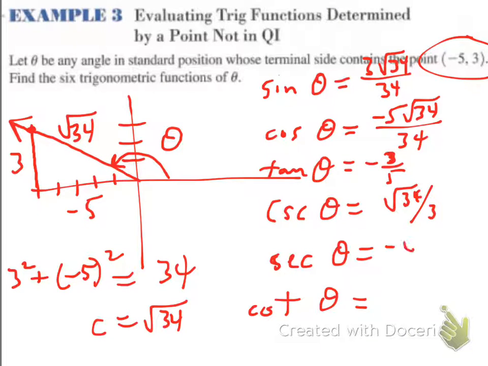Secant, now negative radical 34 over 5, excuse me. Got ahead of myself there. Okay? Cotangent, now negative 5/3. So it's the same exact problem. The only difference is the 5's negative, so that affects your cosine and secant and tangent and cotangent.